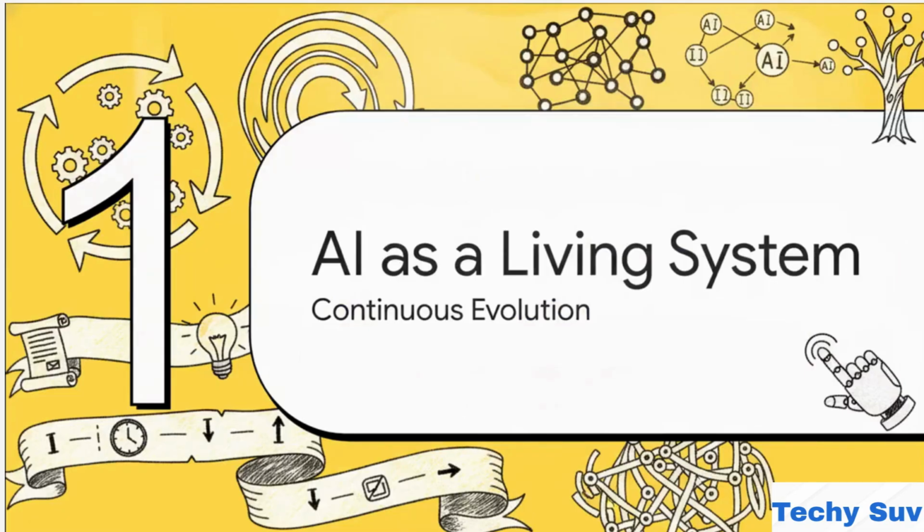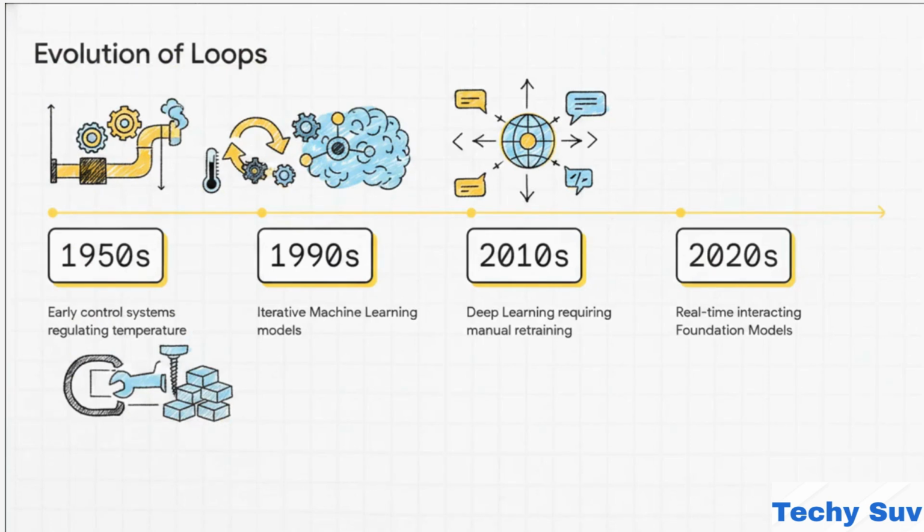So moving into our first major area, AI as a living system, going from static models to continuous evolution. To really grasp how we got to this point, let's take a quick look at the history of these mechanisms. The concept of a feedback loop isn't exactly new. Back in the 1950s, early engineers used basic feedback loops just to regulate things like temperature and pressure in industrial systems. Fast forward to the 90s and 2010s, and we had machine learning and deep learning models that were getting pretty good at recognizing complex patterns. But those systems still mostly sat there statically after they were deployed. You had to do these massive periodic retrainings with manually curated datasets.